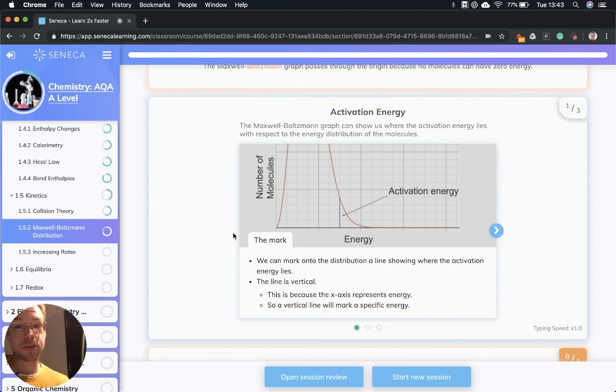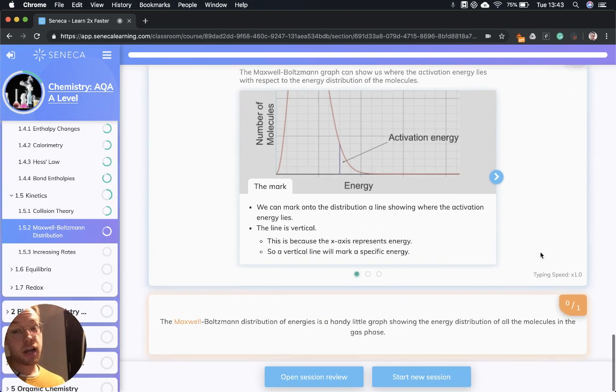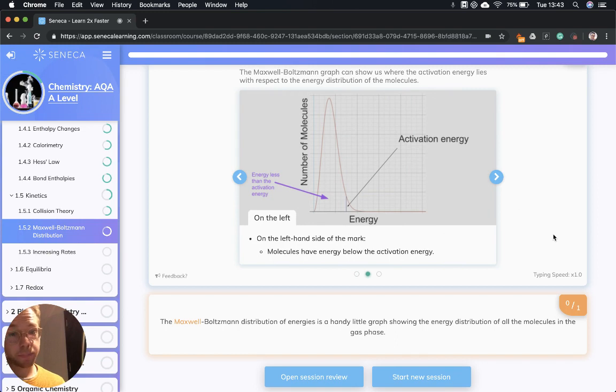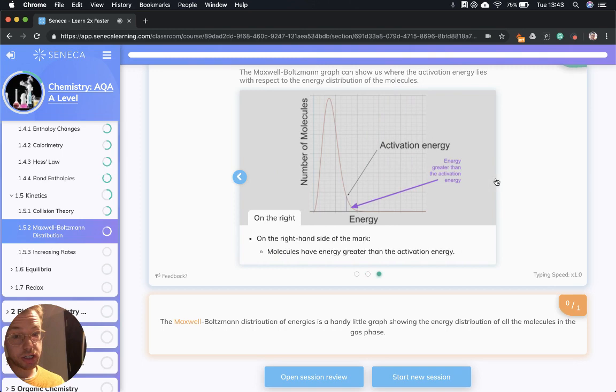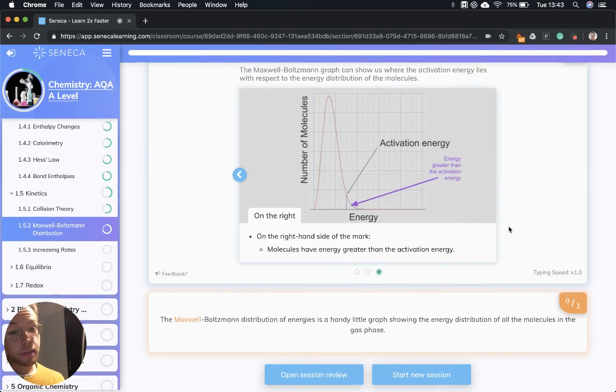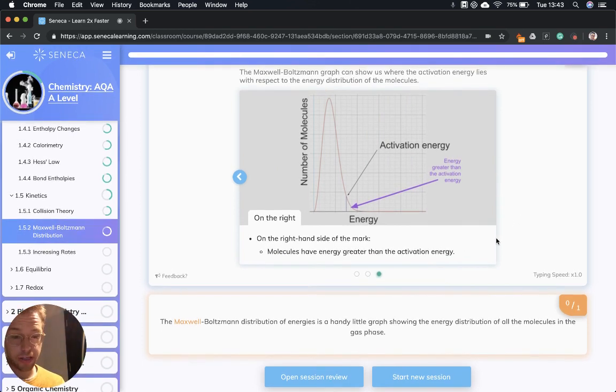So, activation energy. The Maxwell-Boltzmann graph can show us where the activation energy lies with respect to the energy distribution of all the molecules. We can mark onto the distribution line showing where the activation energy lies. The line that we add for activation energy is always vertical, because the x-axis represents energy, so a vertical line will mark a specific energy. On the left of that energy mark, molecules have energy below the activation energy, and on the right-hand side of that mark, molecules have greater energy than the activation energy.